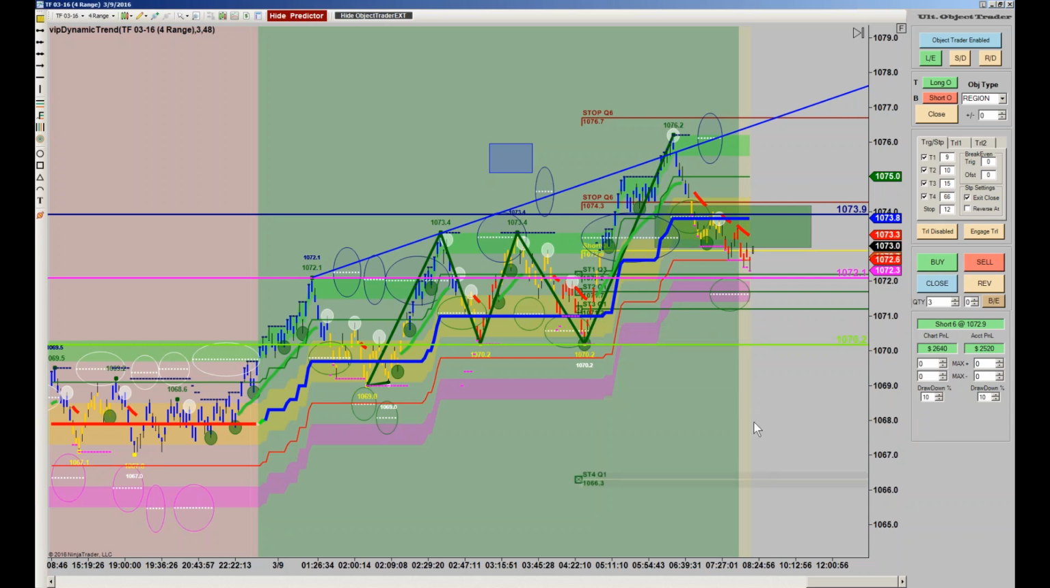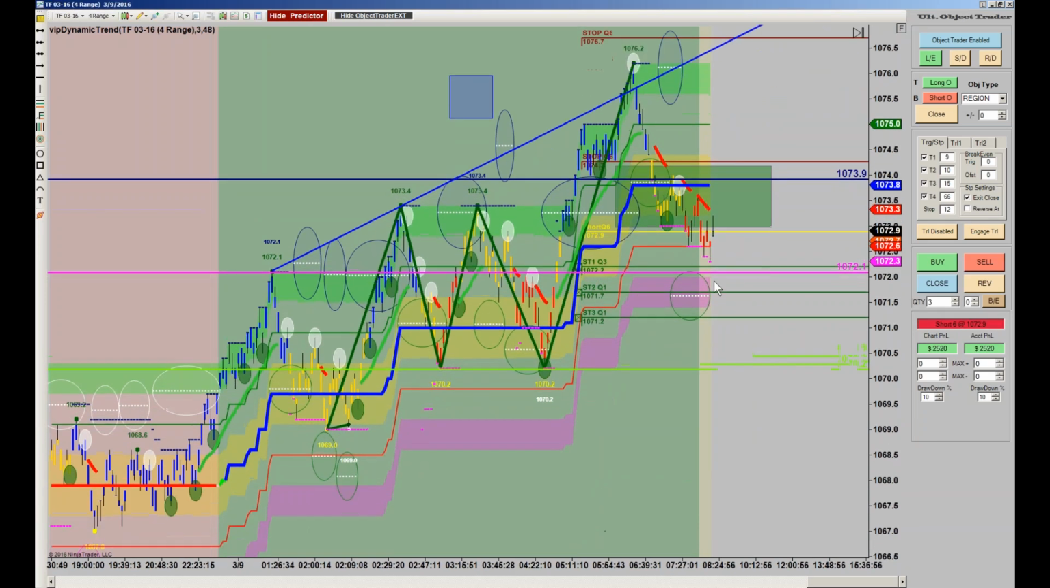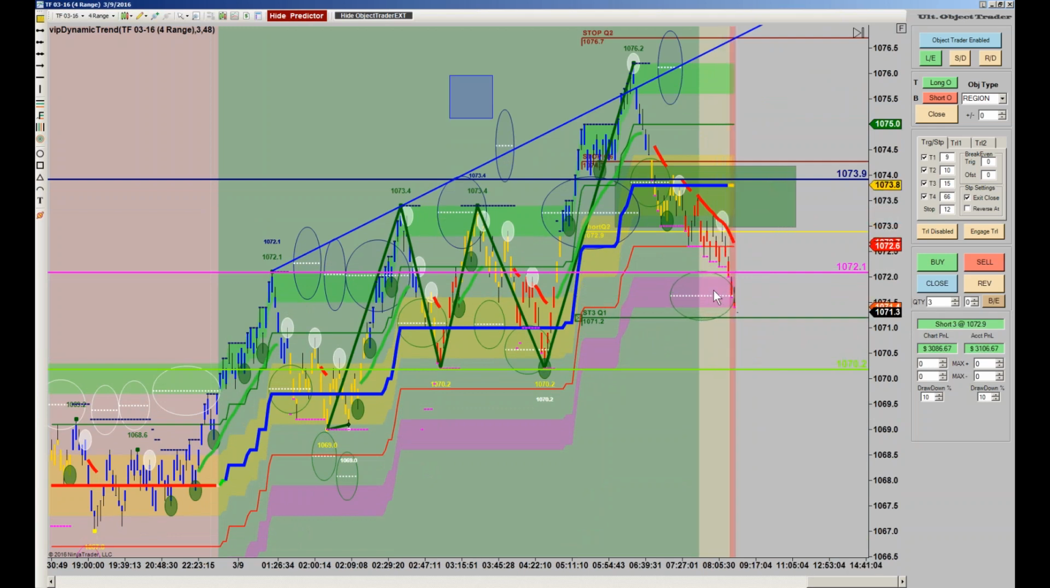Get one target out of the way. If this comes and bounces right here, let's just pretend that there. Okay, see, it didn't bounce there. It didn't even stop at phantom.